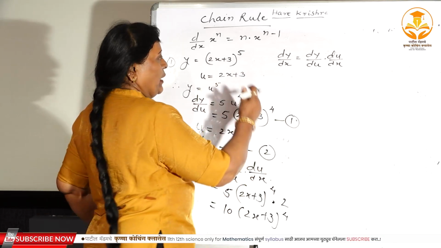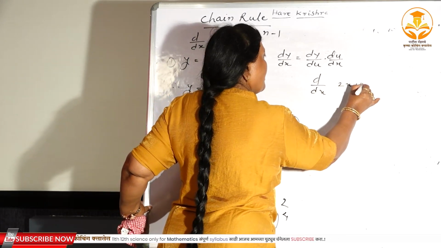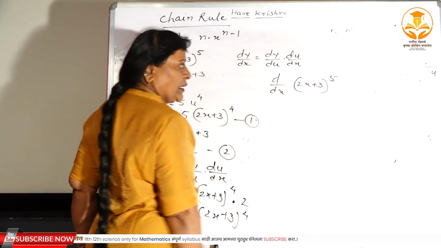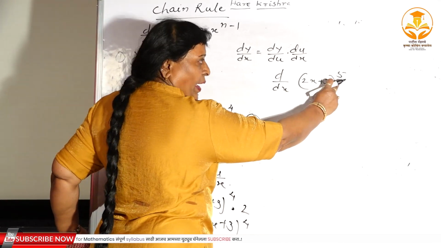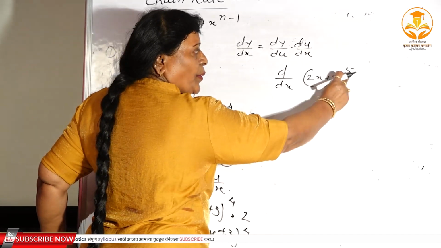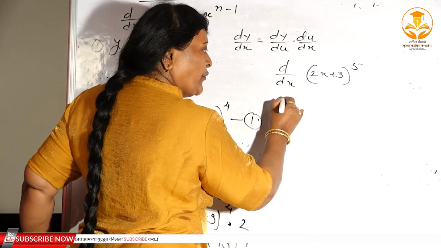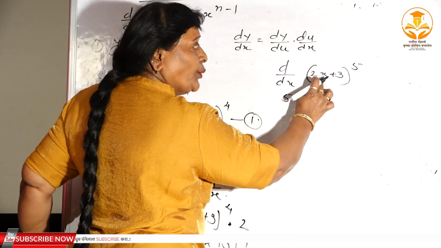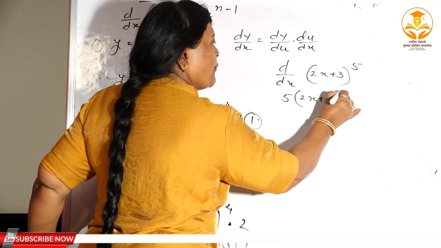Isn't it? Now say directly I will do this, d/dx of (2x plus 3) whole to the power 5. Simple. Now this you have to consider as a u. u to the power 5 ची derivative. The derivative of u to the power 5 is 5u to the power 4. Don't write u, write whatever u is: 5 times (2x plus 3) whole to the power 4.